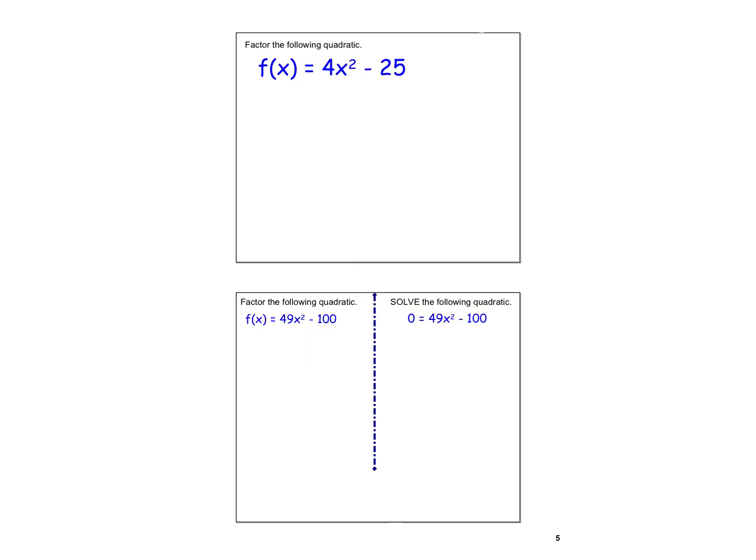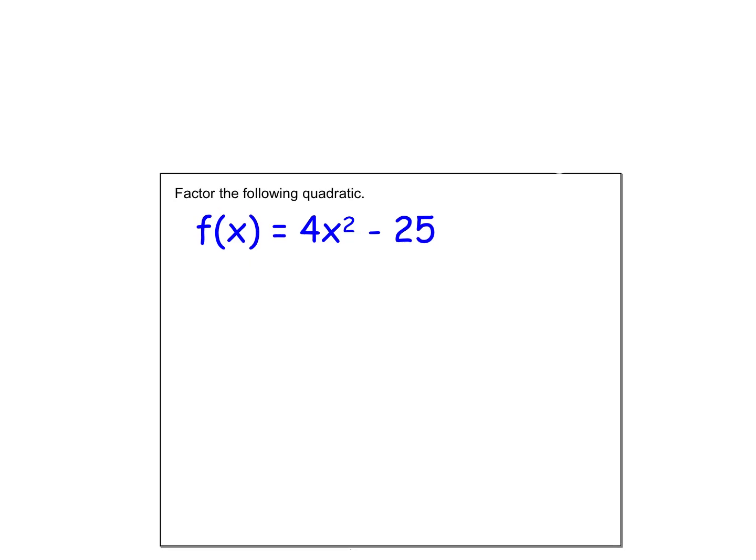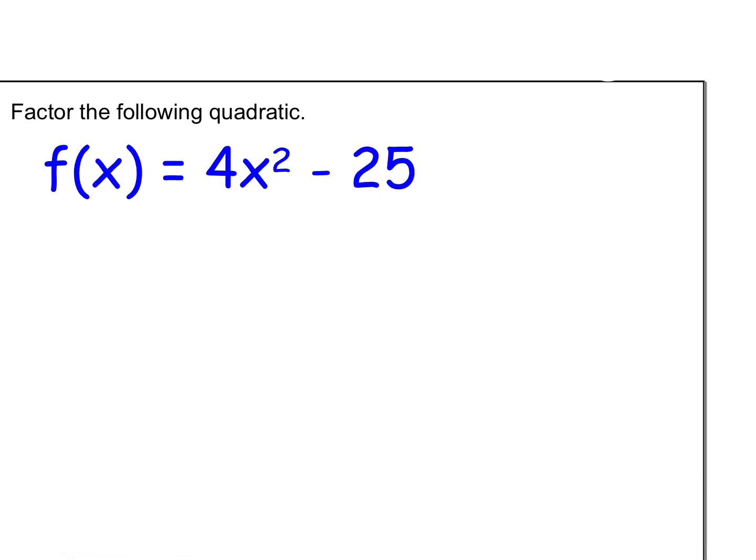Okay. Move to this page, please. This is next level. Honestly, for my kids that are just trying to pass this class, you're probably not going to get this right. But think of that as a challenge. If you're a kid who's trying to get A's and B's in here, you can do this.